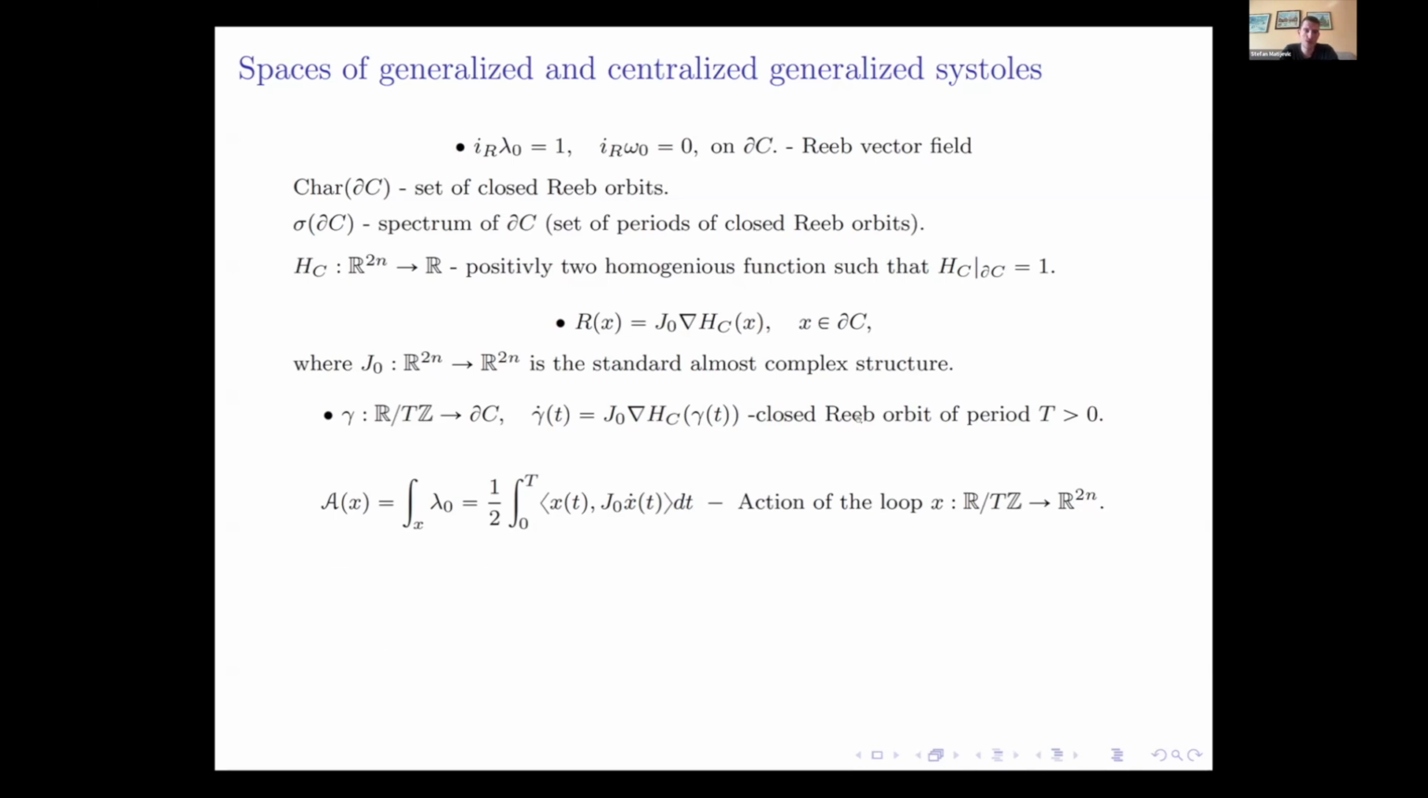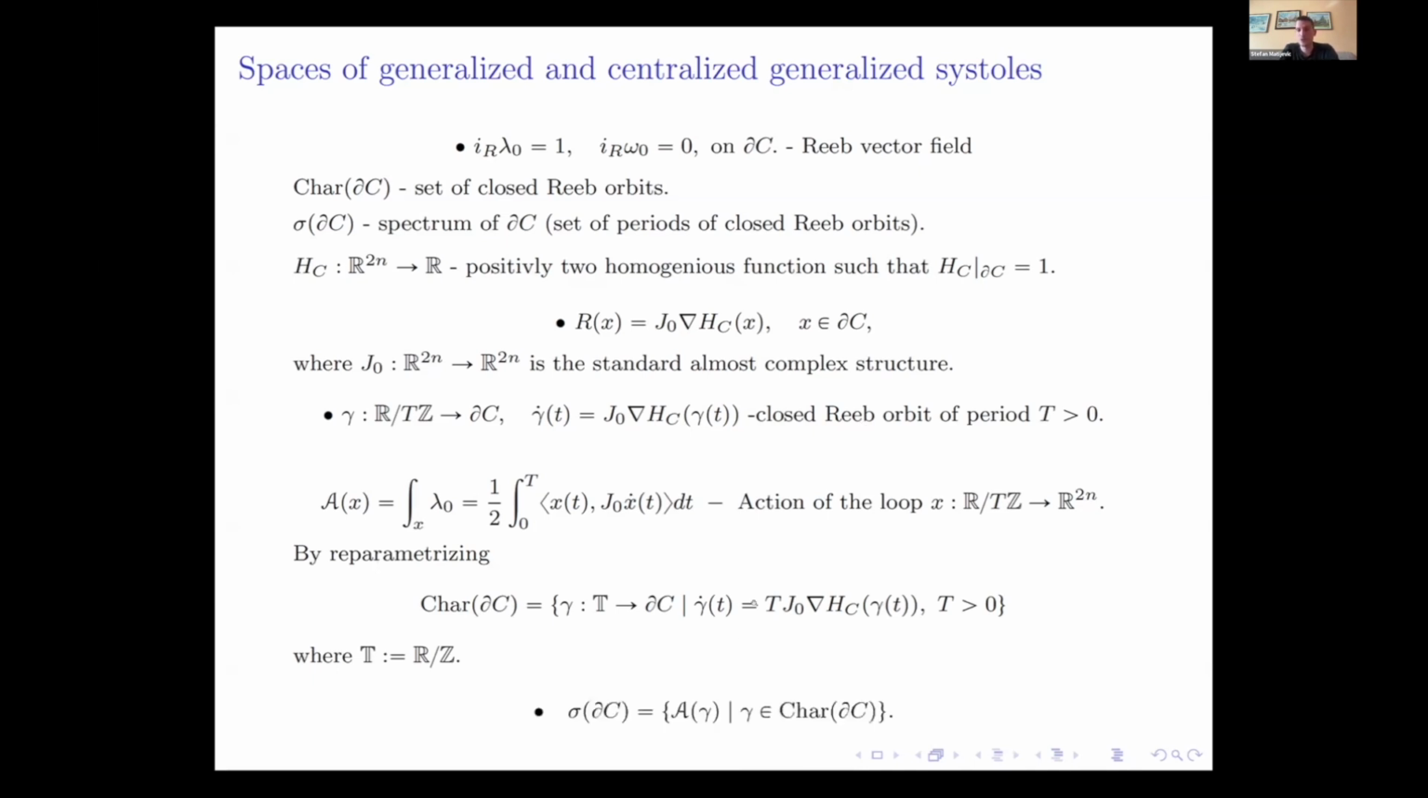So we now consider the space of closed Reeb orbits as we just change basically the parametrization. We put the parameter space to be one torus, and then this T pops up in front. And we can see that the spectrum is basically the action over this set. So why is this nice for the non-smooth setting?